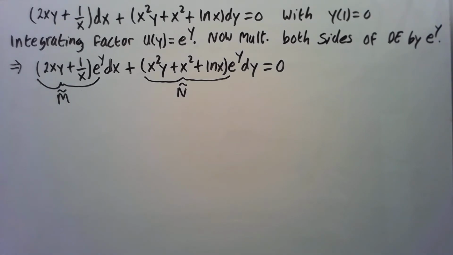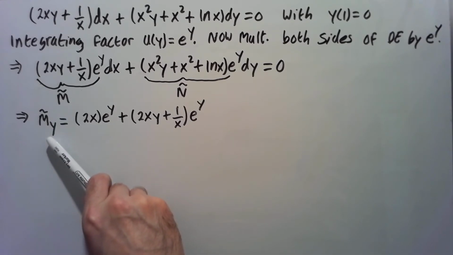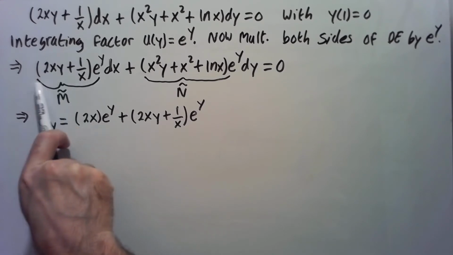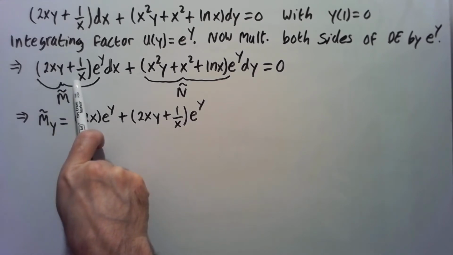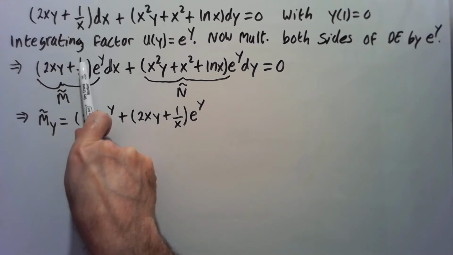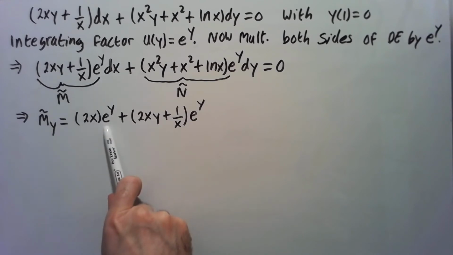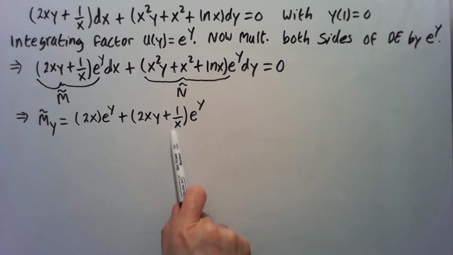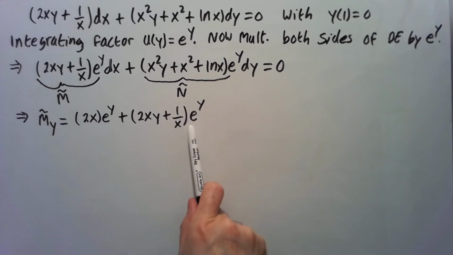So note, the derivative of m tilde with respect to y, we're going to have to use a product rule. So the 2xy plus 1 over x is the first function, and the e to the y is the second function. So it'll be the derivative of the first with respect to y. So the derivative of 2xy with respect to y would be 2x. The derivative of 1 over x with respect to y would be 0. So it'll be the derivative of the first function times the second, e to the y, plus the first function, so 2xy plus 1 over x, times the derivative of e to the y with respect to y, which is e to the y itself.